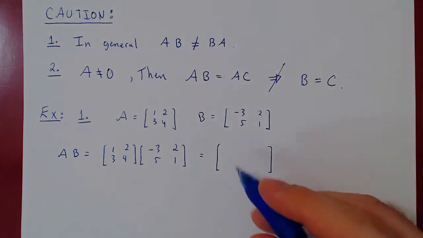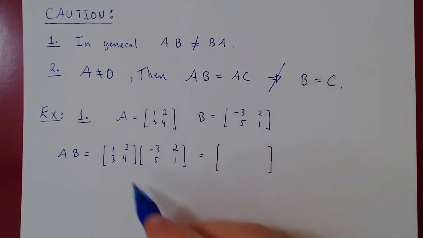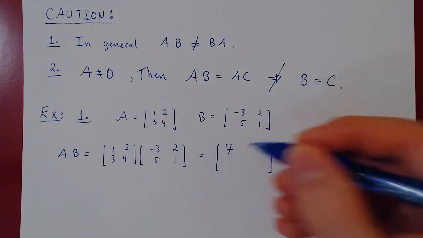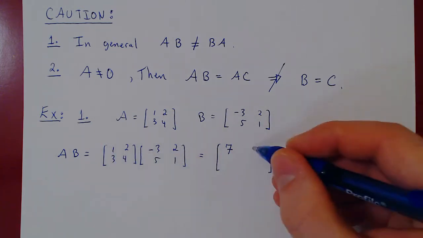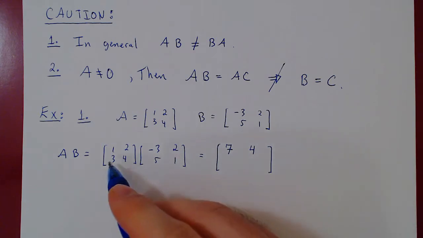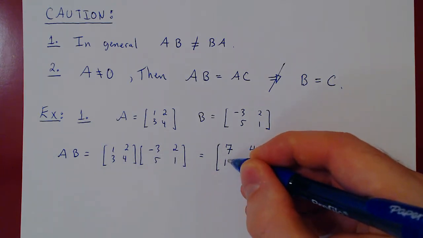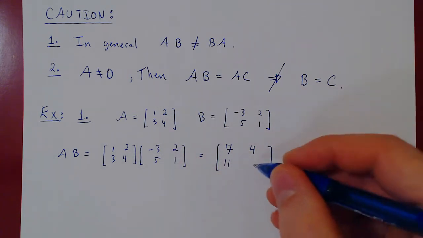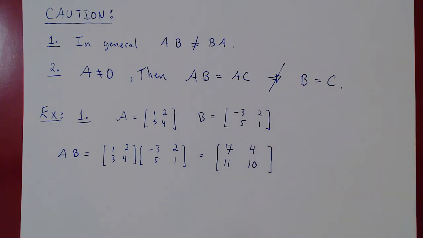Alright, so as always, we construct our first row. Fix the first row of A, go through the columns of B. We'll have negative 6 plus, negative 3, sorry, plus 10 is 7. Then we'll have 2 plus 2 is 4. Second row, negative 9 plus 20, 11. 6 plus 4, 10. And that is matrix AB.